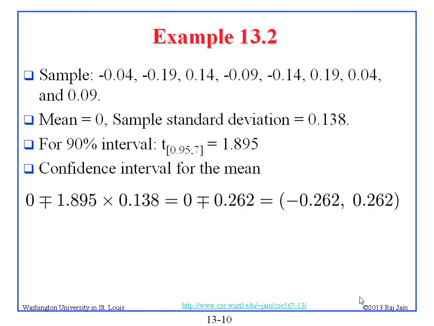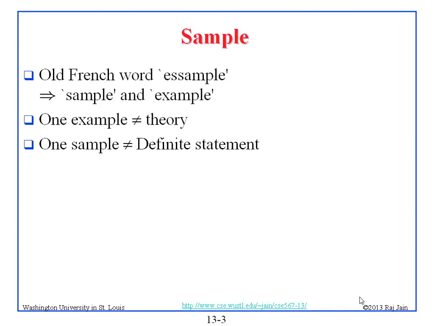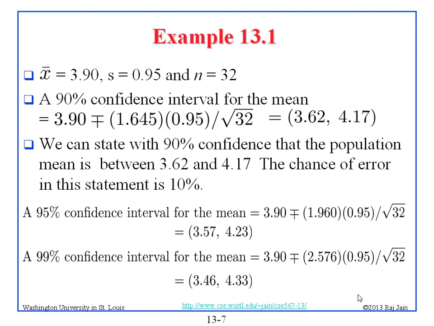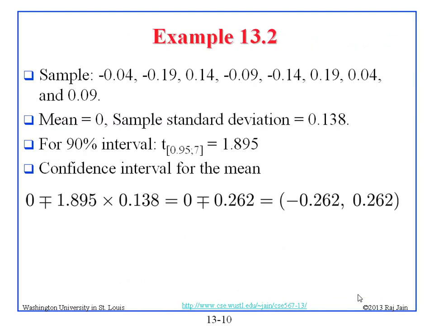So if we go there, that is the 7th row and the 5th column. And in the 5th column, it says 1.895. Is that the number? Yeah, 1.895. So we use 1.895. So 0 plus minus 1.895 times s.